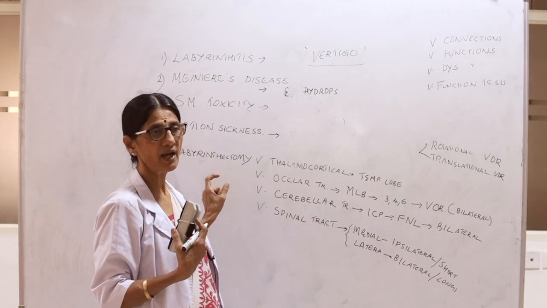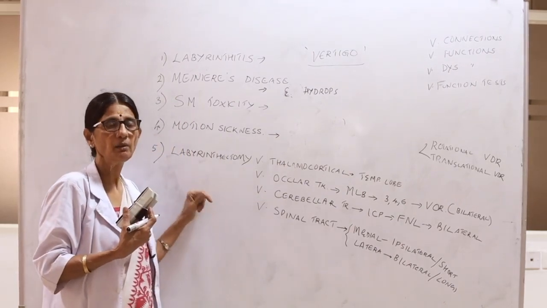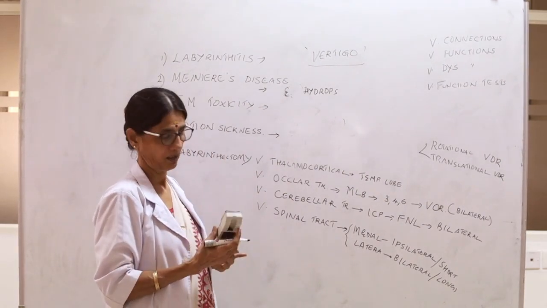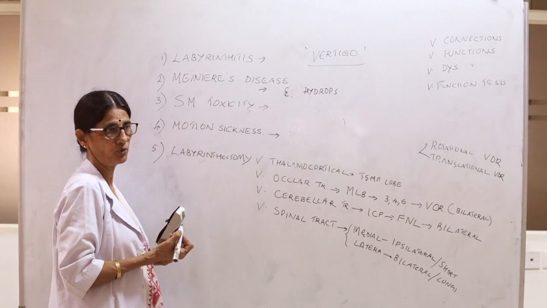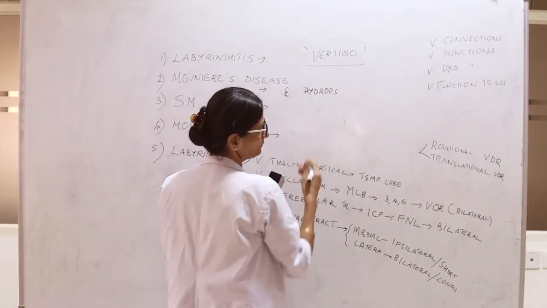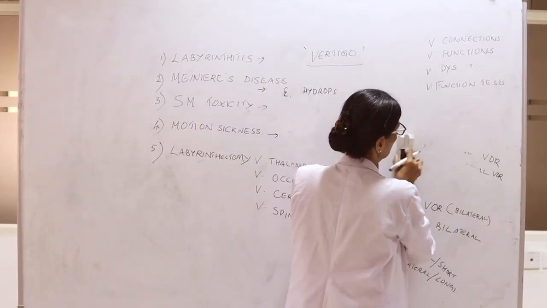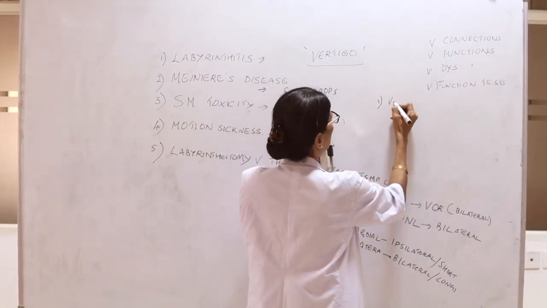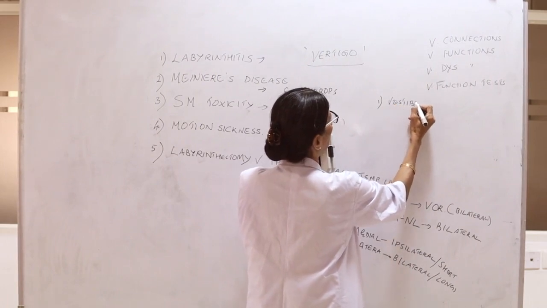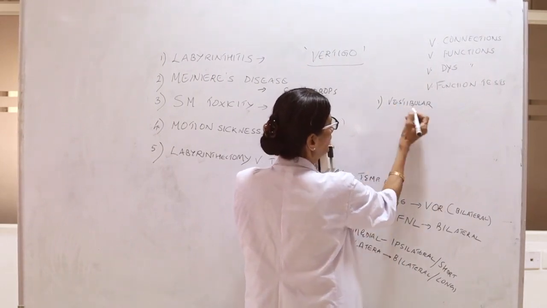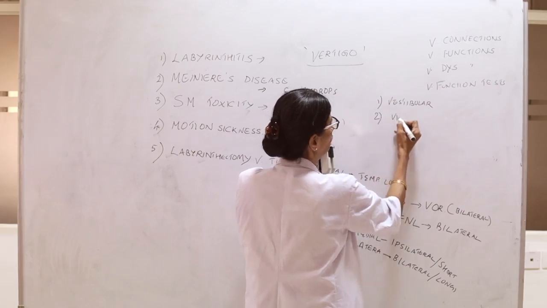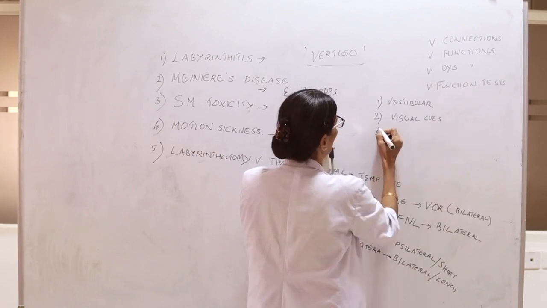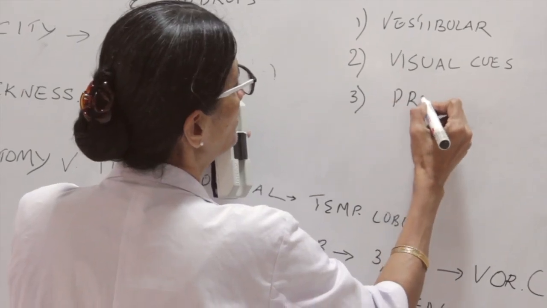But something we have to understand here is that whenever a person maintains equilibrium, there are main signals that help the person to maintain postural equilibrium. That includes the vestibular, which is dealt with in detail in the postural equilibrium. Then we have the visual cues, which help the person to maintain the equilibrium. Then we have the proprioceptive impulses.